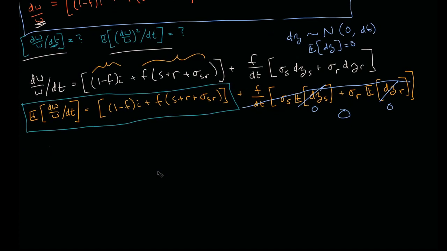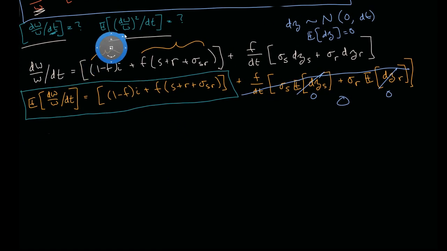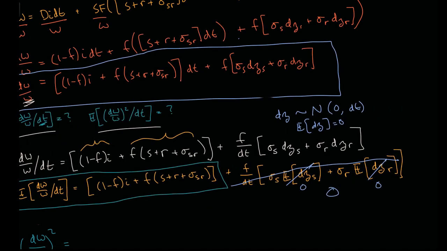For the second, we're going to need to calculate the square of our wealth process. So we'll start by finding dW over W squared. To do this, let's think about our dW as two chunks. An A chunk, which will be all of this stuff, and all of this here we'll call B. We square it, and we get A squared plus 2AB plus B squared.